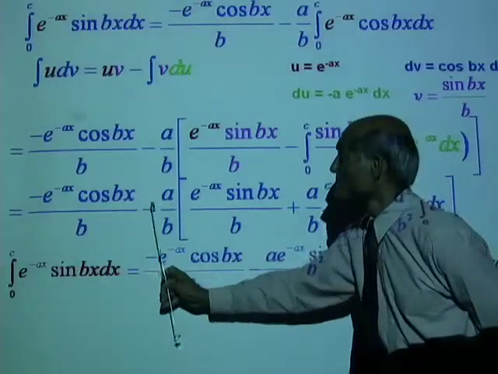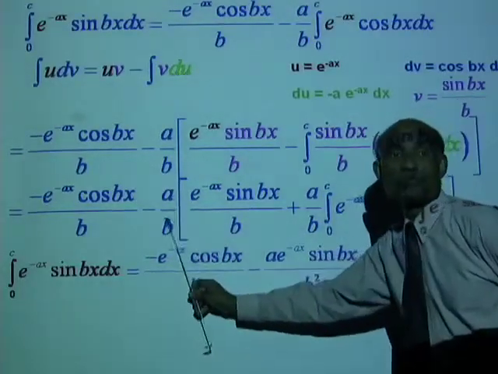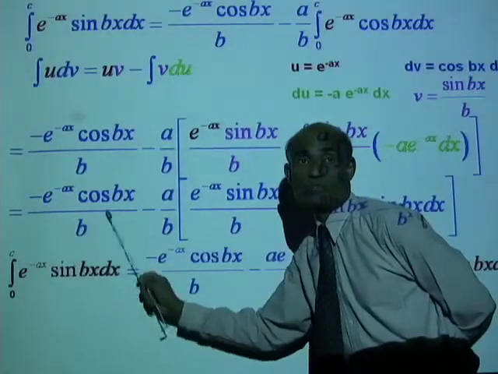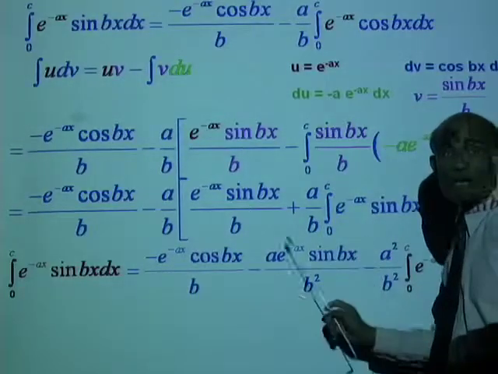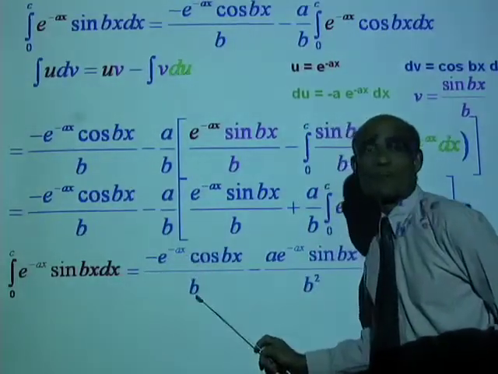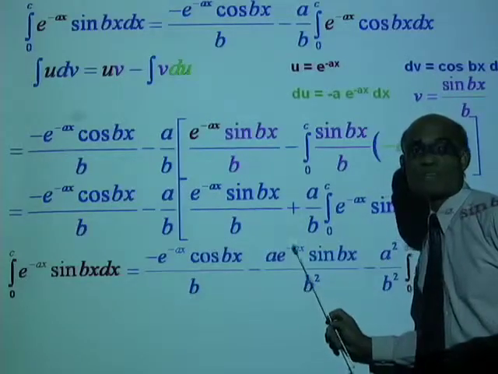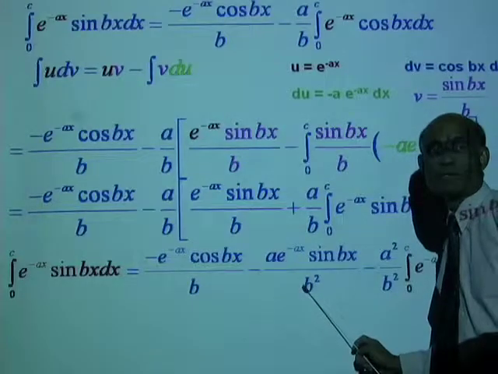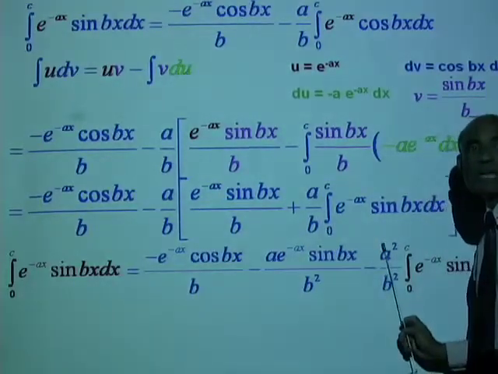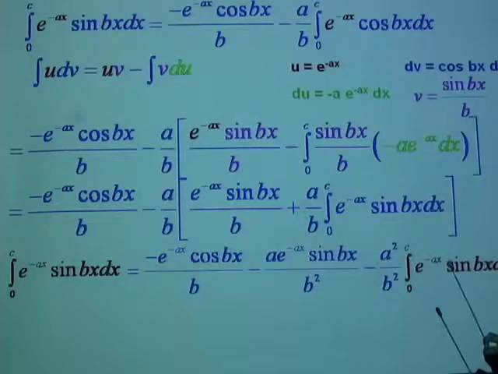And let's simplify that right hand side by doing what? We can actually distribute this a over b into here. And I want you to watch this once again. This is the left hand side we started with. And all these things that we have been doing is the right hand side. So the first term on the right hand side is this: negative e to the power of negative ax cos bx divided by b, minus, let's distribute that, minus a over b. That gives you a e to the power of negative ax sine bx divided by b squared. Now, minus, because that's minus, and multiply this a over b with this a over b gives you a squared over b squared integral 0 to c e to the power of negative ax sine bx dx.